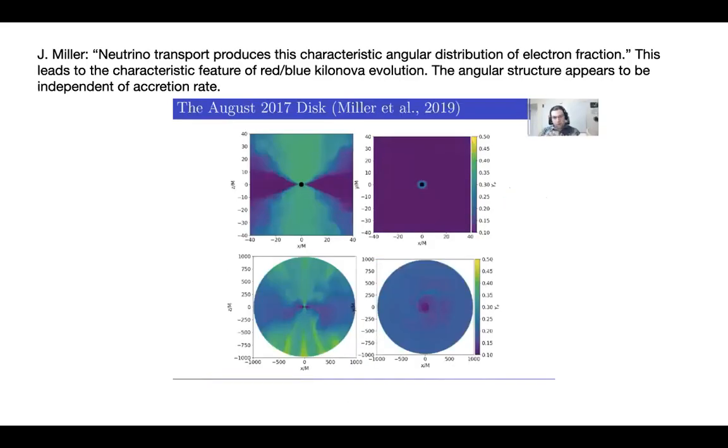Here's another nice result from Jonah and the simulations with neutrino transport: we see that over a wide range of accretion rates, the actual angular dependence of the electron fraction seems to show, if not totally universal, very widespread or characteristic trends over a wide range of initial conditions, where you have high electron fraction along 0 to 45 degrees, and then from 45 to 90, very low electron fraction, and how that directly feeds into the kilonova debris, and whether you see the red component or the blue component as a function of time.